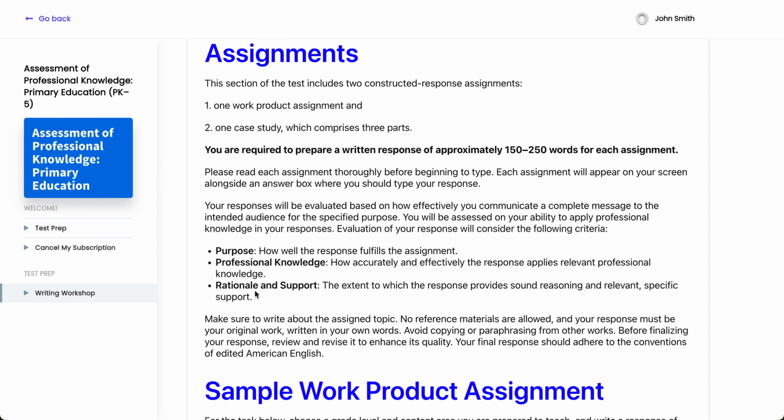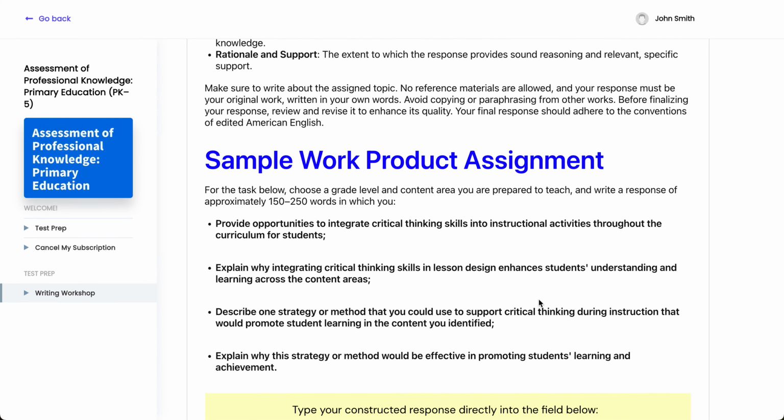And then third is rationale and support, and this is the extent to which your response provides sound reasoning. So we always want to back up our response with relevant and supportive information that we have learned in our college classroom before we move on to getting our own classroom where we're actually teaching the students.